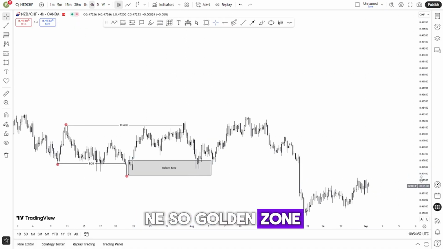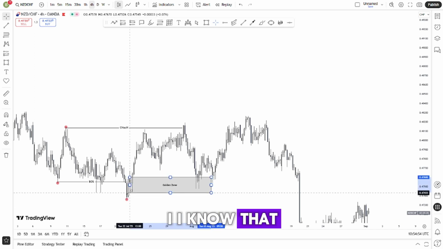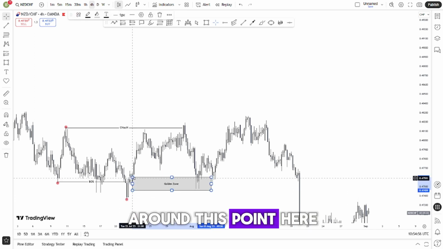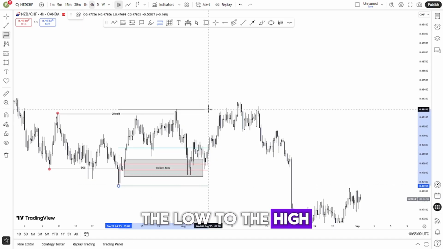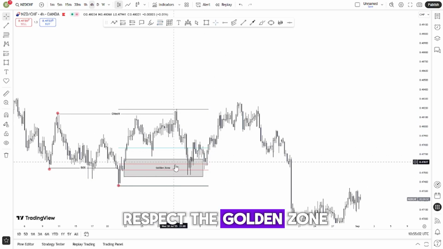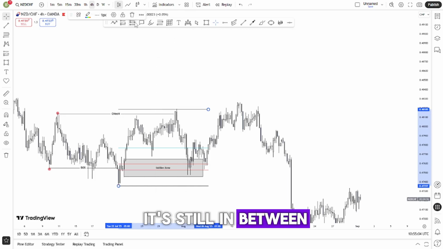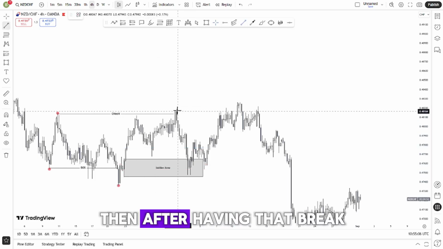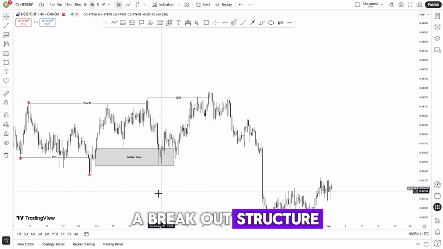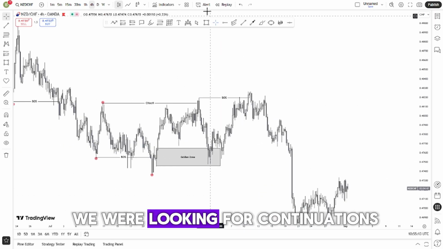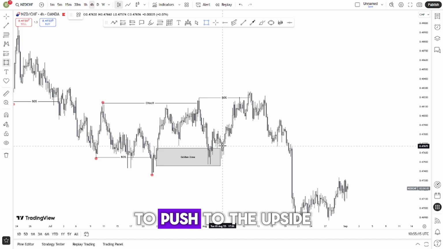So golden zone around here, and I know that this is the golden zone around this point here. Even if you take the flip tool from the low to the high, the market will just respect the golden zone. As you can see, it's still in between that area. Then after having that break, we had this as a break of structure, which means that we were looking for continuations to push to the upside.